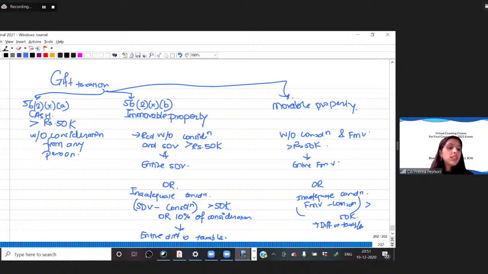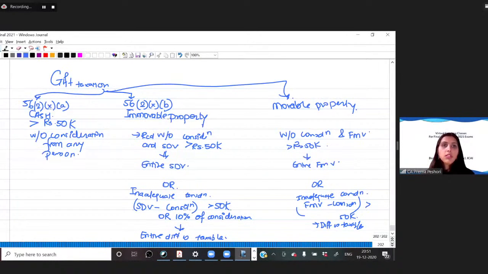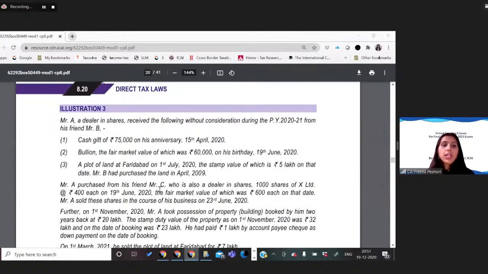Now, tell me one thing. I'll give you a sum to solve, which you have to quickly solve. Yes. Let's solve a quick sum on this. Give me the answer very quickly. Mr. A, dealer in shares, received the following without consideration. Cash gift 75,000 on his anniversary. Bullion, the fair market value of 60,000 on his birthday. Plot of land at Faridabad on 1st July 2020, stamp duty value of which is rupees 5 lakh.